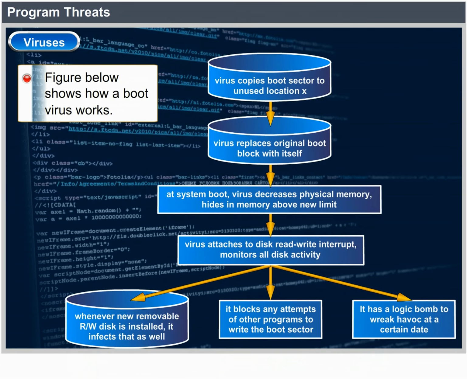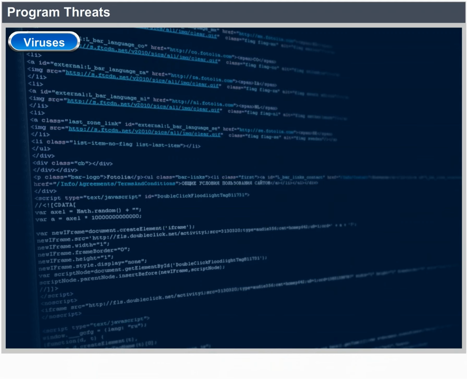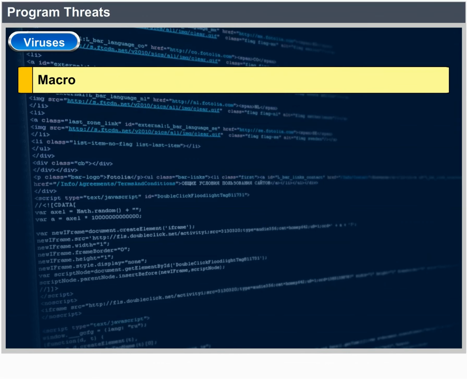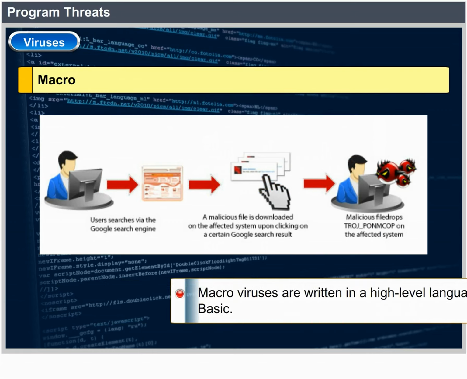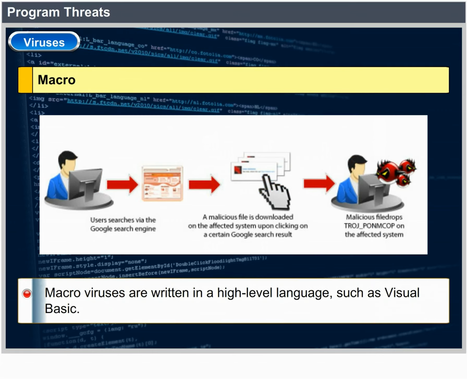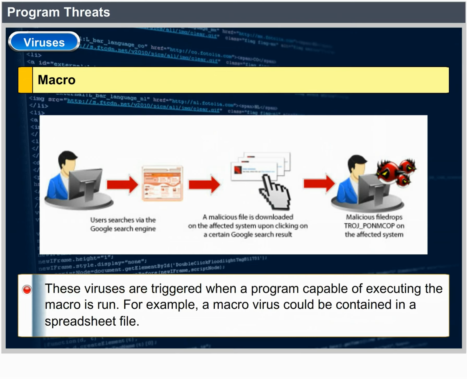Macro. Most viruses are written in a low-level language such as assembly or C. Macro viruses are written in a high-level language such as Visual Basic. These viruses are triggered when a program capable of executing the macro is run. For example, a macro virus could be contained in a spreadsheet file.